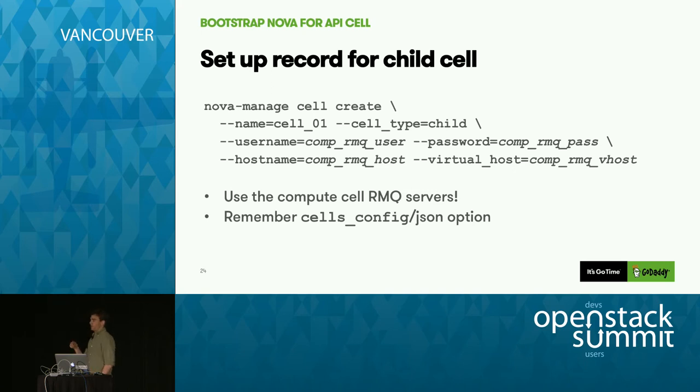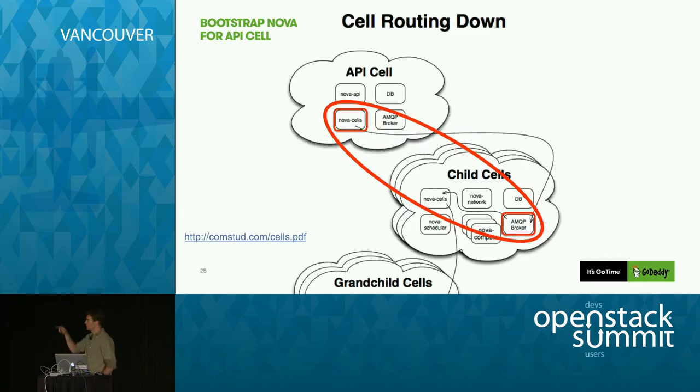And again, we've got to tell Nova cells about the other cells in the environment. So this is very similar to the step before. Now we're telling the API cell about the child compute cells that it's going to be responsible for below. And again, these are going to point at the Rabbit servers for the lower level cell, because that's the communication path we're configuring, which is this guy right here. So this is what enables our message routing down to happen, by telling the API cell how to get to the compute cell below it.